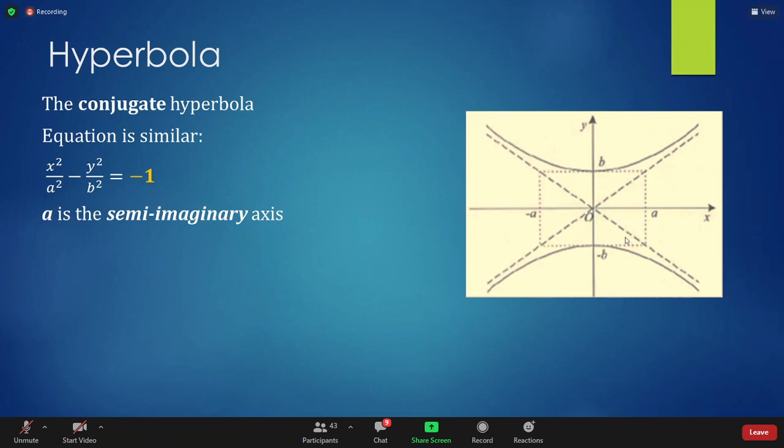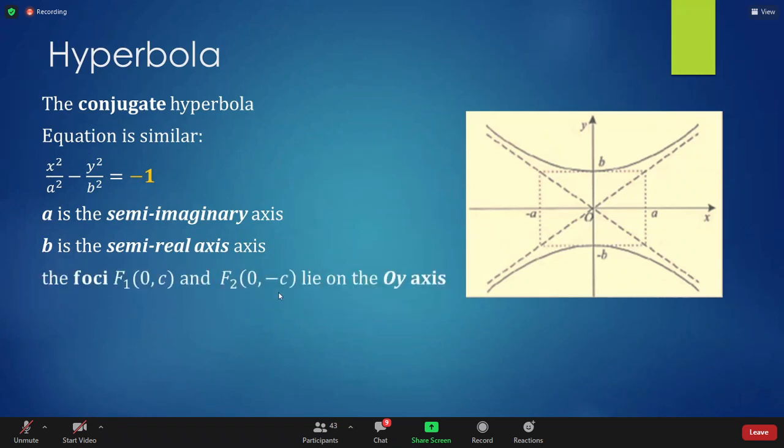And B, or 2B as the full real axis, now is the real axis, or semi-real just for the half of it, the B value, because it actually really is a real axis for the hyperbola. It really intersects the hyperbola, or the transverse axis. And then the foci have the same C value, the same distance from the center, but in this case, they are on the y-axis. I'm not sketching anything in these diagrams now because this is what we did on Monday.